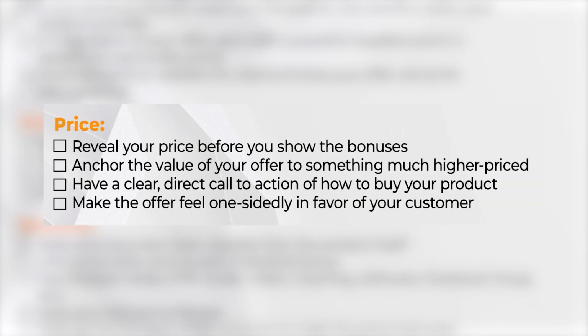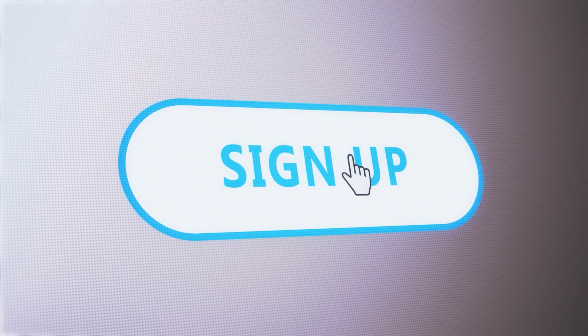Now, the checklist that I have is: reveal your price before you show the bonuses. That's the first check. Second check is anchor the value of your offer to something much higher priced, as we discussed. Third, have a clear, direct call to action of how to buy your product. So on a webinar, I say, this is what this has been worth to me, big number. This has been what it's worth to others, also a huge number. This is what something comparable on the market would go for, high number. This is what we normally retail it at, regular price. This is your special deal when you go to example.com/yes and sign up before the countdown timer expires. It's a very clear call to action.